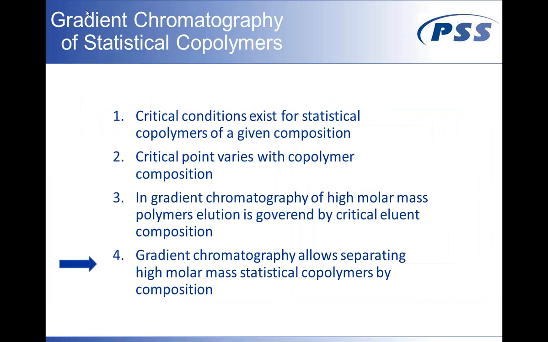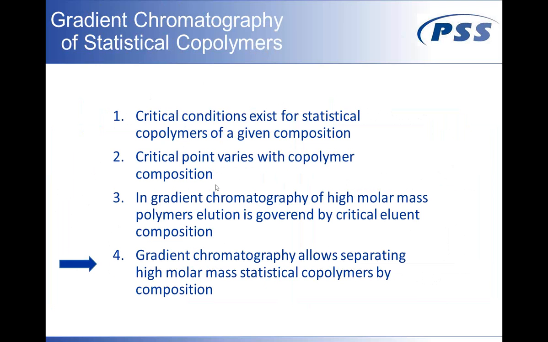So, what happens now to statistical copolymers? Well, it has been shown by Yefim Brun, for example, that critical conditions exist also for statistical copolymers of a given composition. This critical composition depends on the copolymer composition, not only of the monomers, but on whether I have a polystyrene-PMMA of 50-50 or of 48-42 composition. You have 2 different critical points for these polymers.